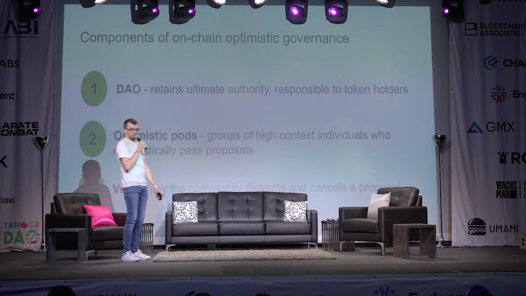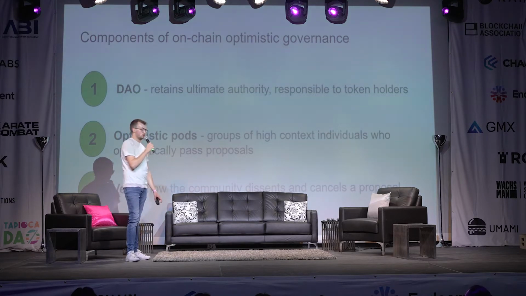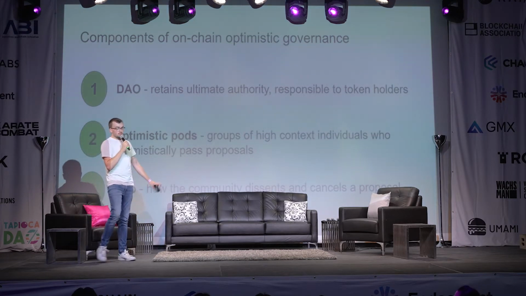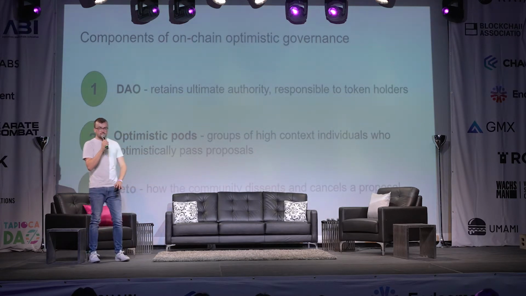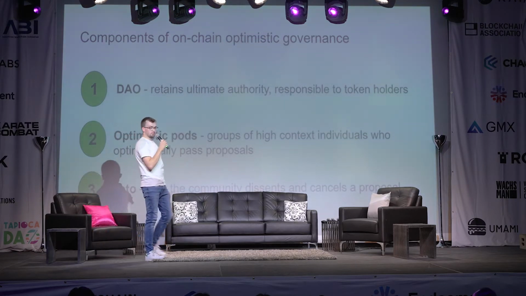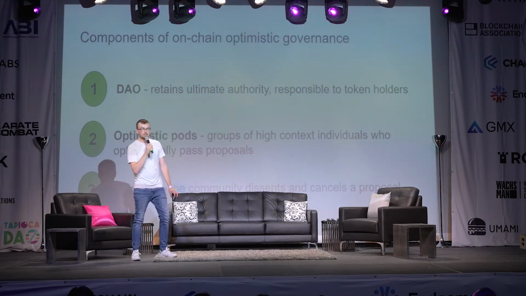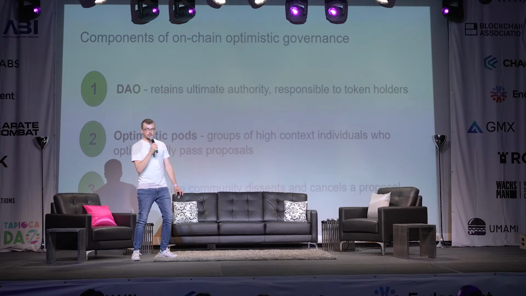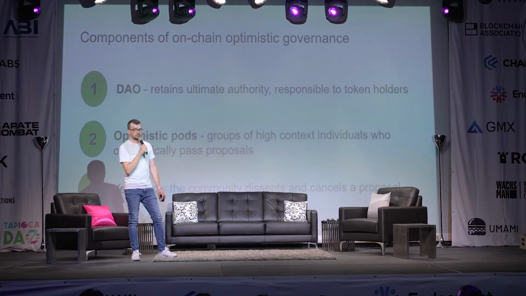So optimistic pods are a core element of this whole system. And then the last thing down at the bottom is a veto. If the pods pass a proposal and the community does not like that, there needs to be some way for the community to dissent and some way to cancel it. This is how a community dissents, through a veto. They need to be able to stop any proposal before it hits the chain and activates whatever it's going to do. So, three components to this system.